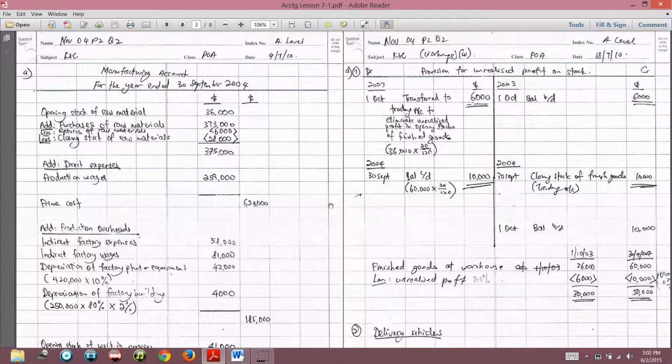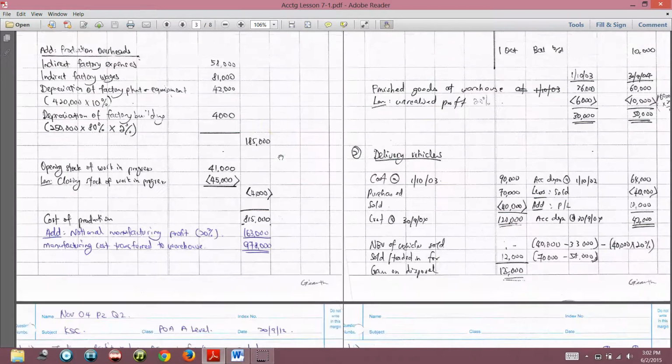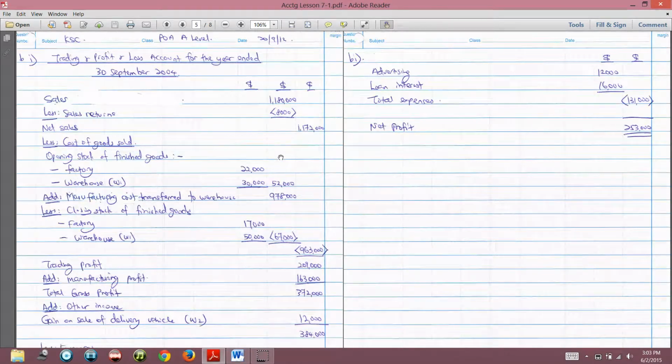So what is this manufacturing account all about? Previously we have done the trading and profit and loss account, where the company purchases the goods from a supplier and then sells them. But now the company, instead of purchasing the goods from the supplier, has its own factory to manufacture the goods, and sell. For example, a small provision shop would buy all their goods from suppliers, and then sell to the customer. That's how they do their business.